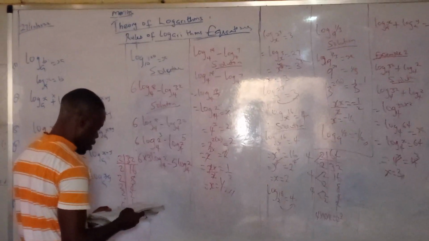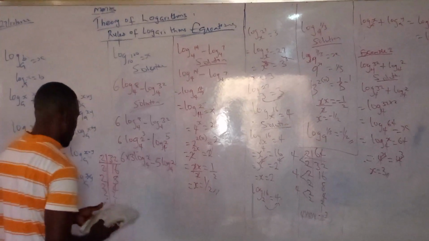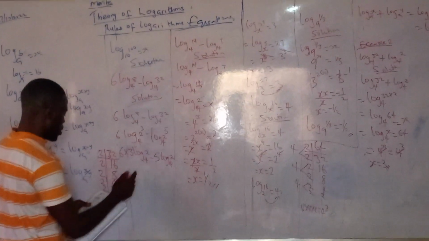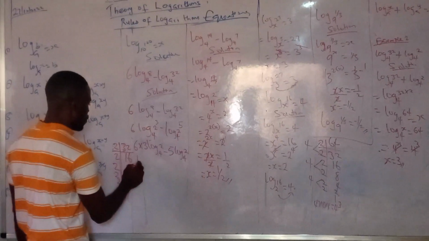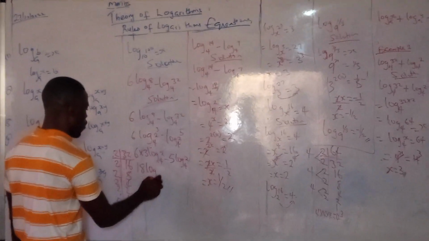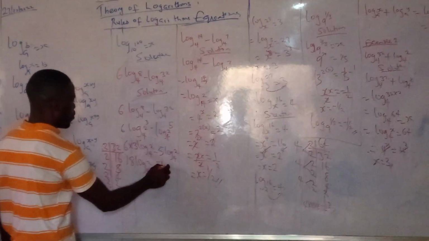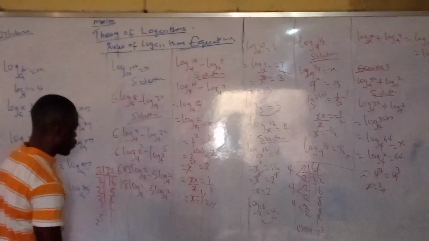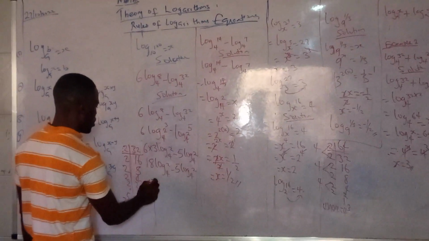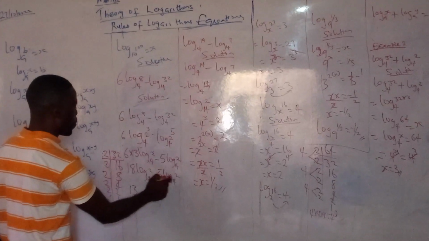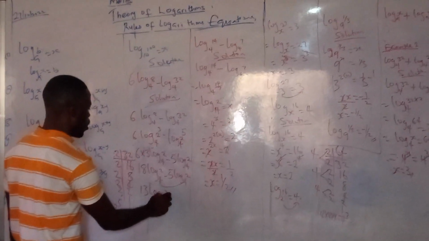So when you are given that, you now look at this and this, they are the same. Since you have 6 here, 6 multiplied by 3 will give you 18 log 4 to the power of 2, minus 5 log 4 to the power of 2. We have 18 minus 5 will give me 13, and log 4 to the power of 2, these are common. So I have 13 log 4 to the power of 2.